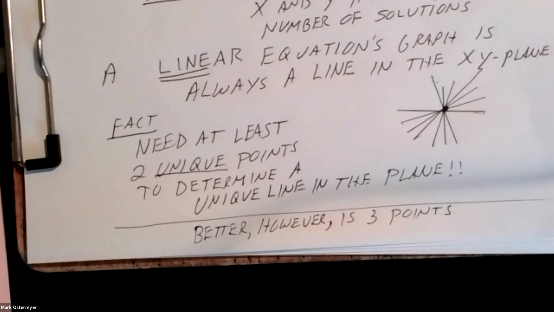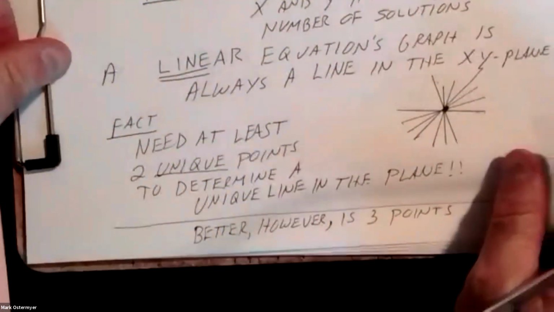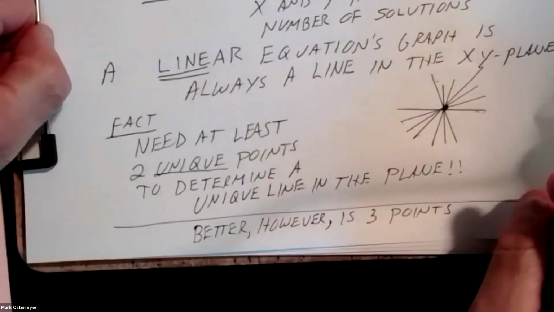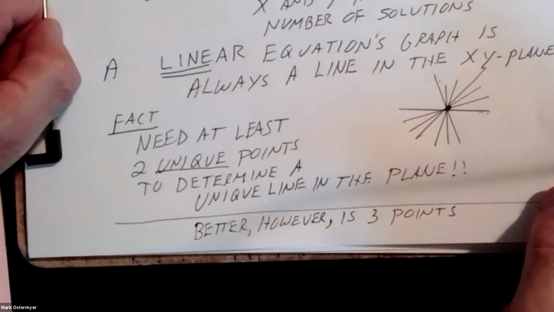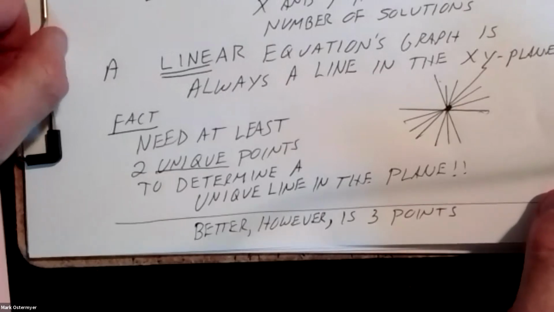So what's the big deal? Why can't we just use 2 points? Why isn't it good enough? Well, 2 points is okay as long as you're very accurate in graphing the line through the 2 points. But if we do a sloppy job in putting a line through 2 points, we could get in trouble.